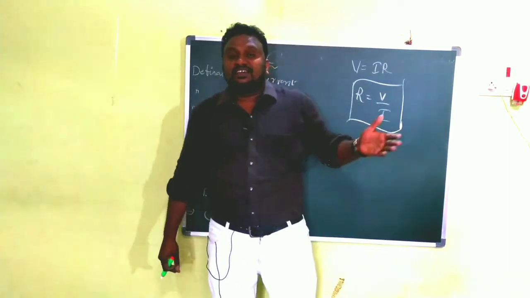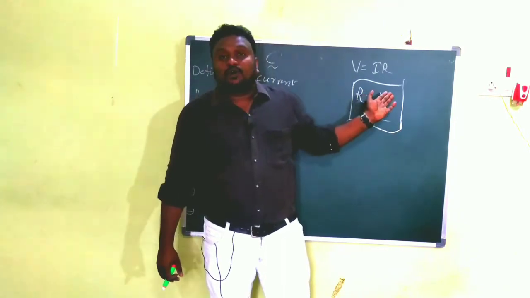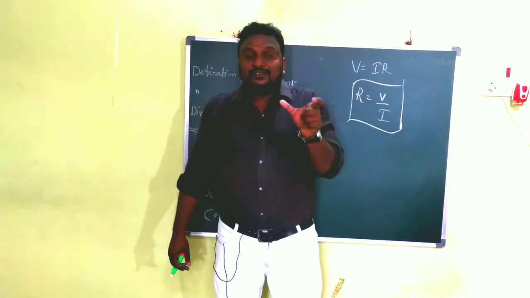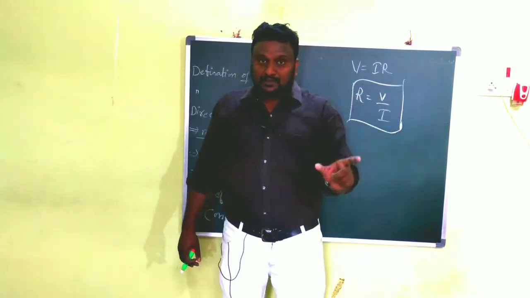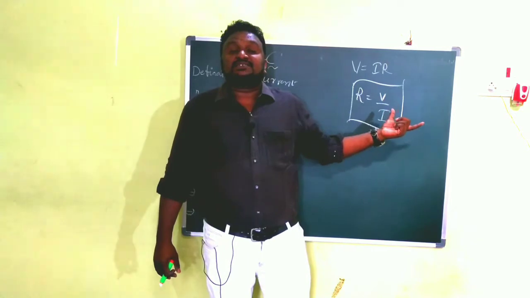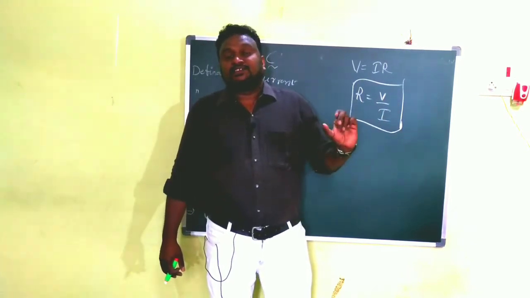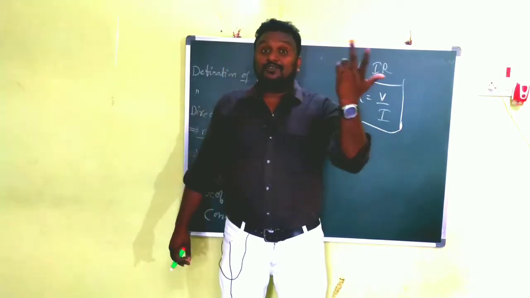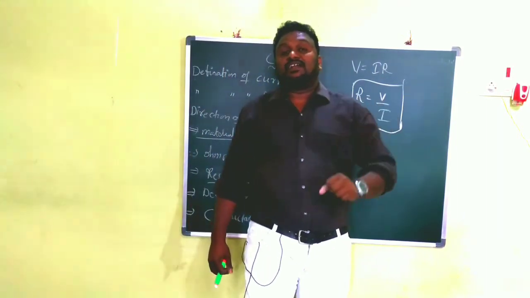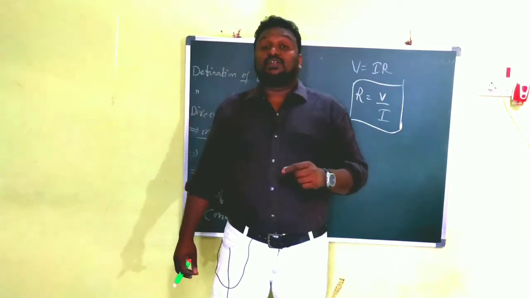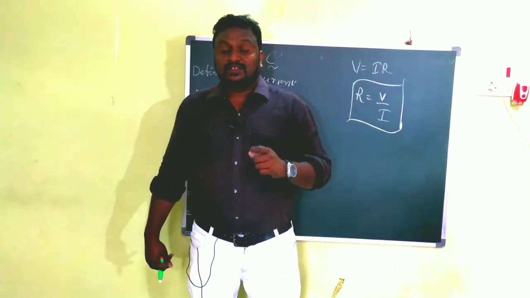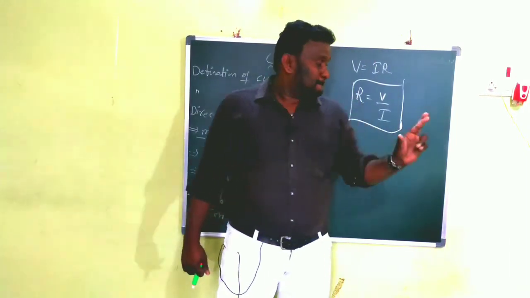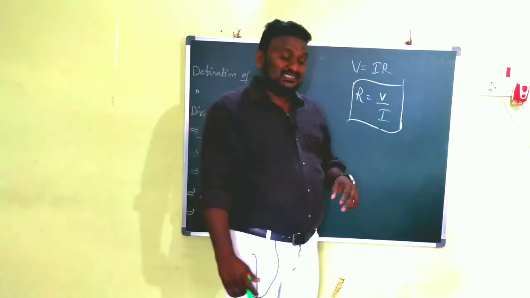Simply what you have to say here now, resistance means the ratio of potential difference applied to the conductor to the amount of current that passes through the conductor. Sorry, resistance: V by I, the ratio of potential difference to the current is what we call resistance.